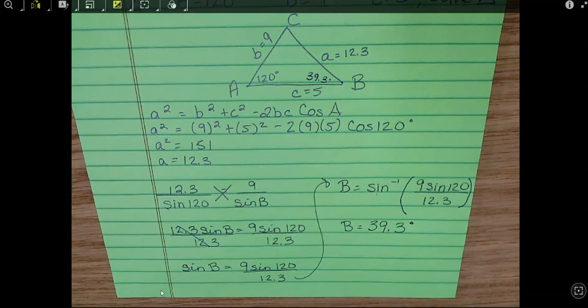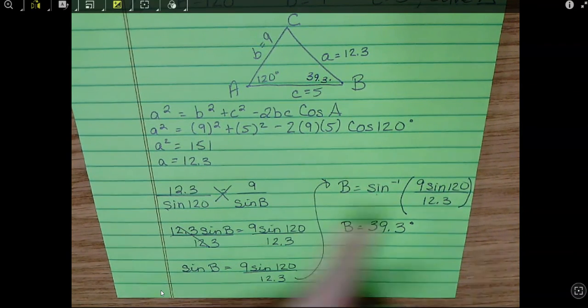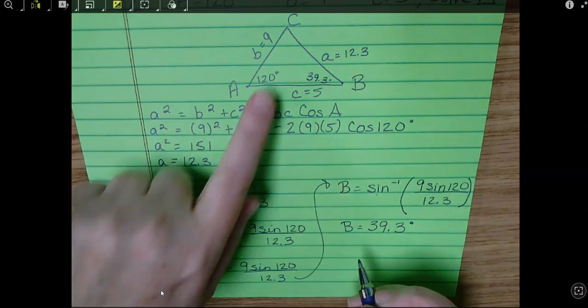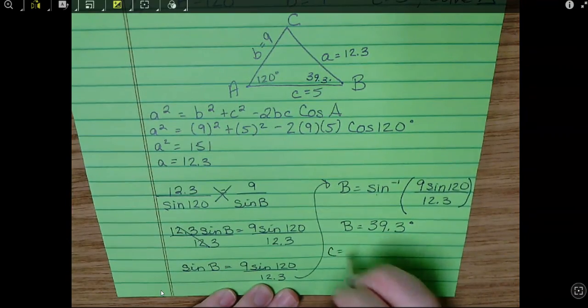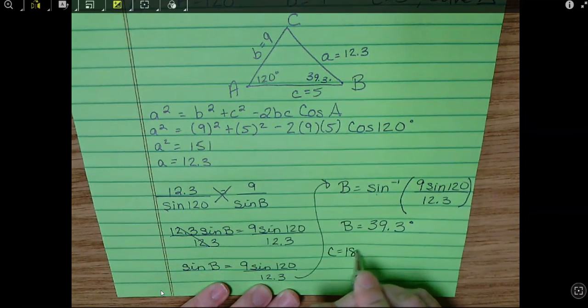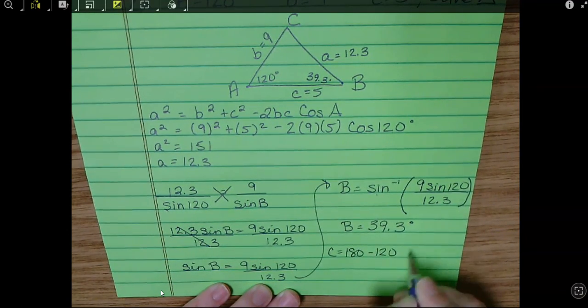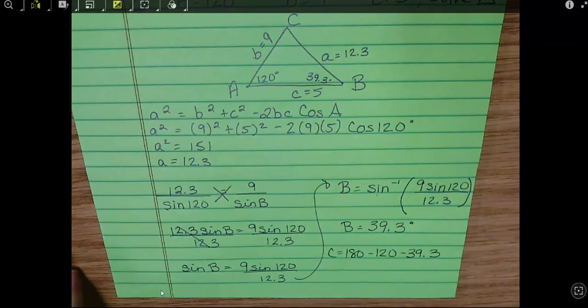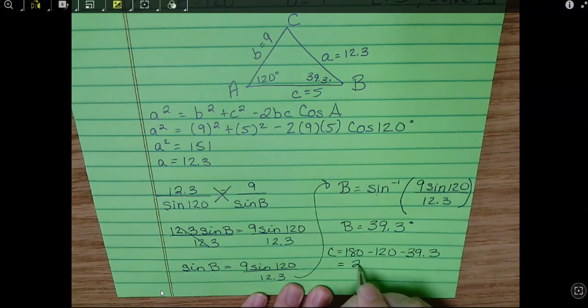Okay. Now, I know two angles. Do I have to go and do this over again? The answer is no. So now I've got to find big C. Now that I know two angles, I'm going to do 180 minus 120 minus 39.3. When I put that in the calculator, I get 20.7.